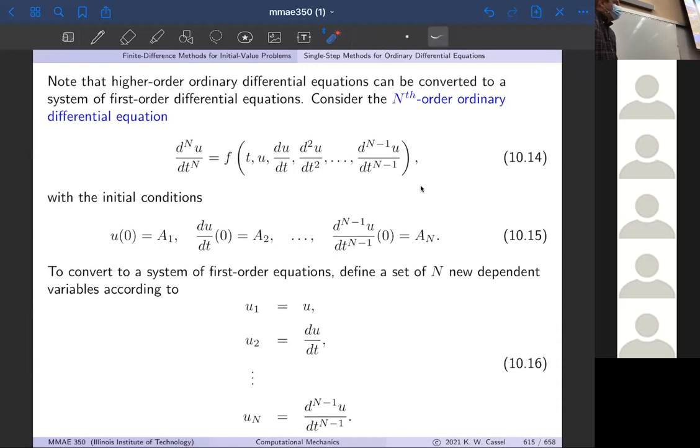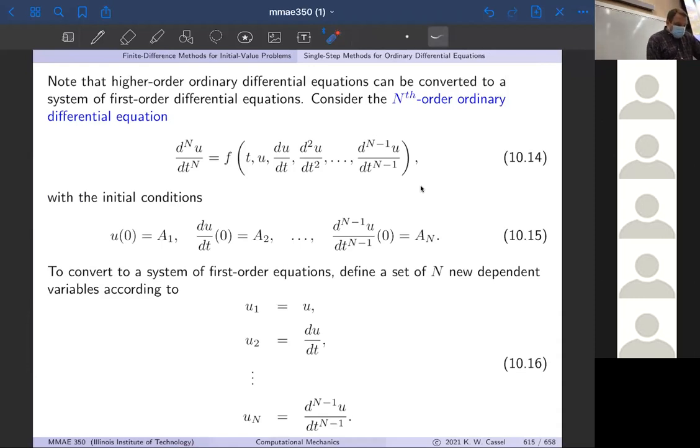I haven't shown you how to do it yet, but I said a moment ago that we can apply these three methods to systems of first order ODEs. We'll discuss that in a second. But the question now is, how can I take a higher order ODE and convert it to a system of n first order ODEs? It's actually quite straightforward.